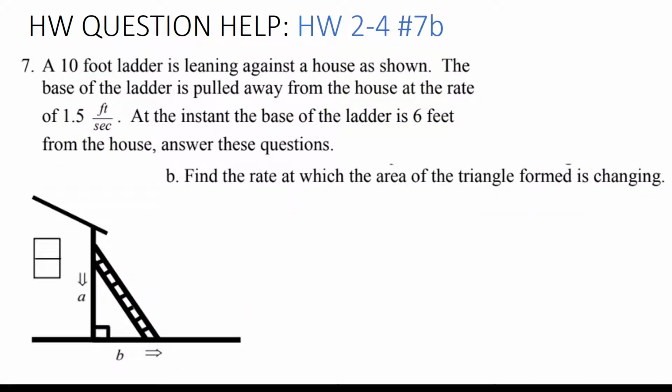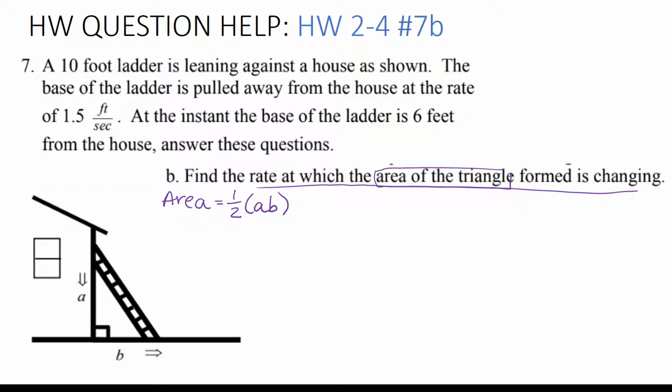Okay, so now we're looking at 7b. We've got all the same givens from the problem before. Just this time, we're looking for the rate at which the area of the triangle is changing. So this time, we're talking about an area of a triangle. Just to remind you, the area of a right triangle is going to be 1/2 times AB, right? Our two side lengths. It's half length times width.